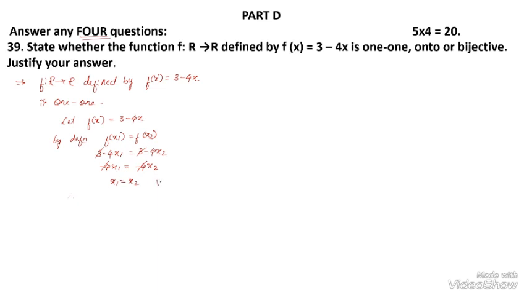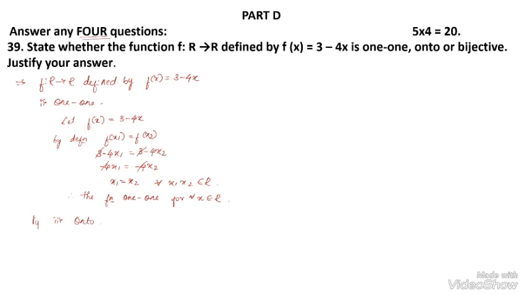Therefore, for every x1, x2 belonging to the real numbers R, the function is one-one for all real values of x belonging to the real numbers. Similarly, for the second condition, that is the onto condition.